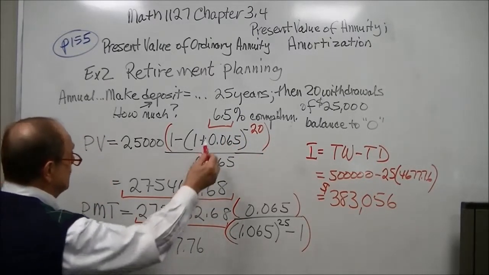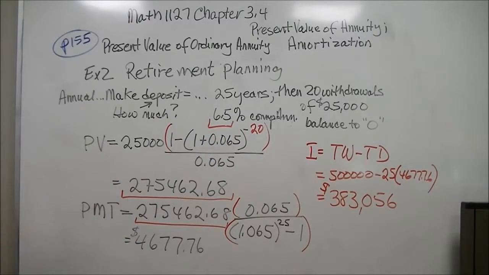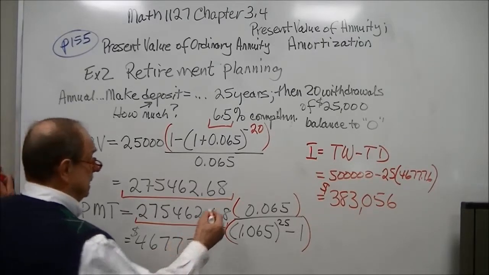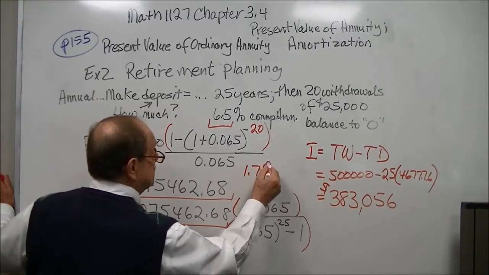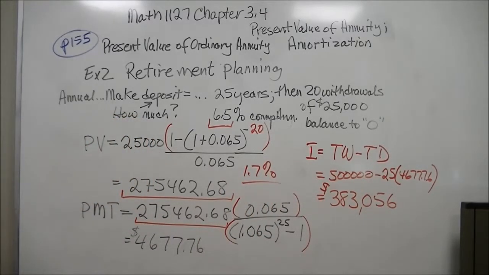Now, as I mentioned before, 6.5% is kind of hard to get now unless you're in the stock market. Interest rates on CDs are like 1.7%, and that's only keeping up with inflation. So, decisions to be made.